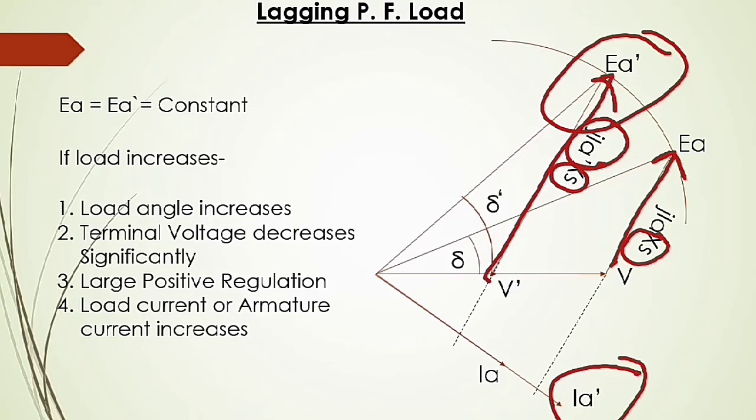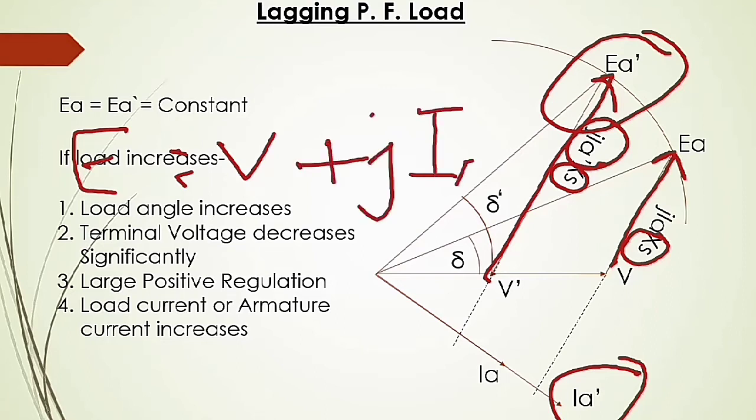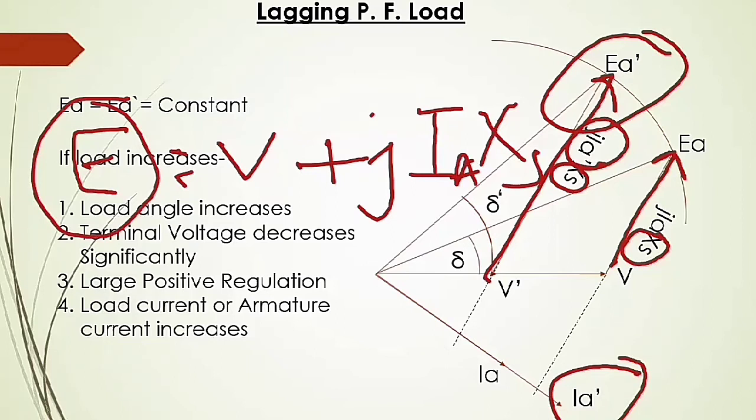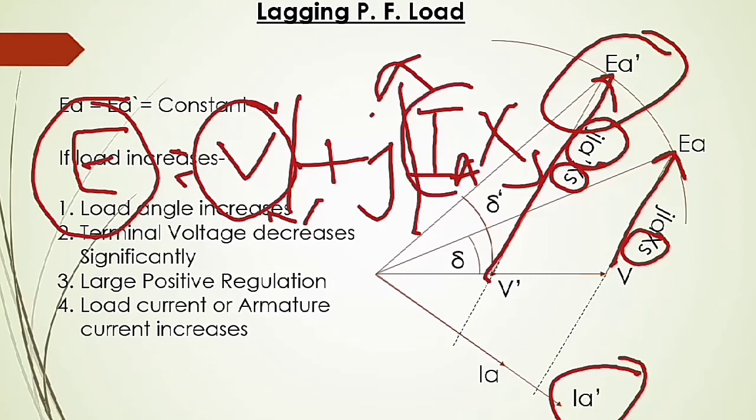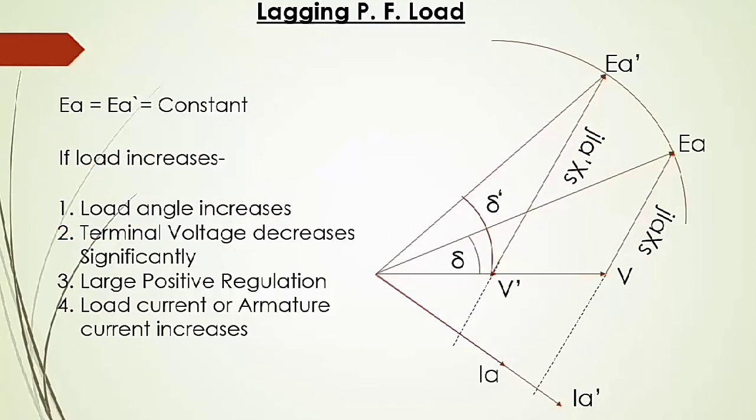You can also understand this from E equals V plus jIaXs. The value of E is constant, and the terminal voltage decreases, so we have to increase this value, which means the current should increase. In this way you can also justify the phasor diagram: because the terminal voltage decreases, the armature current should increase, since Xs is constant.